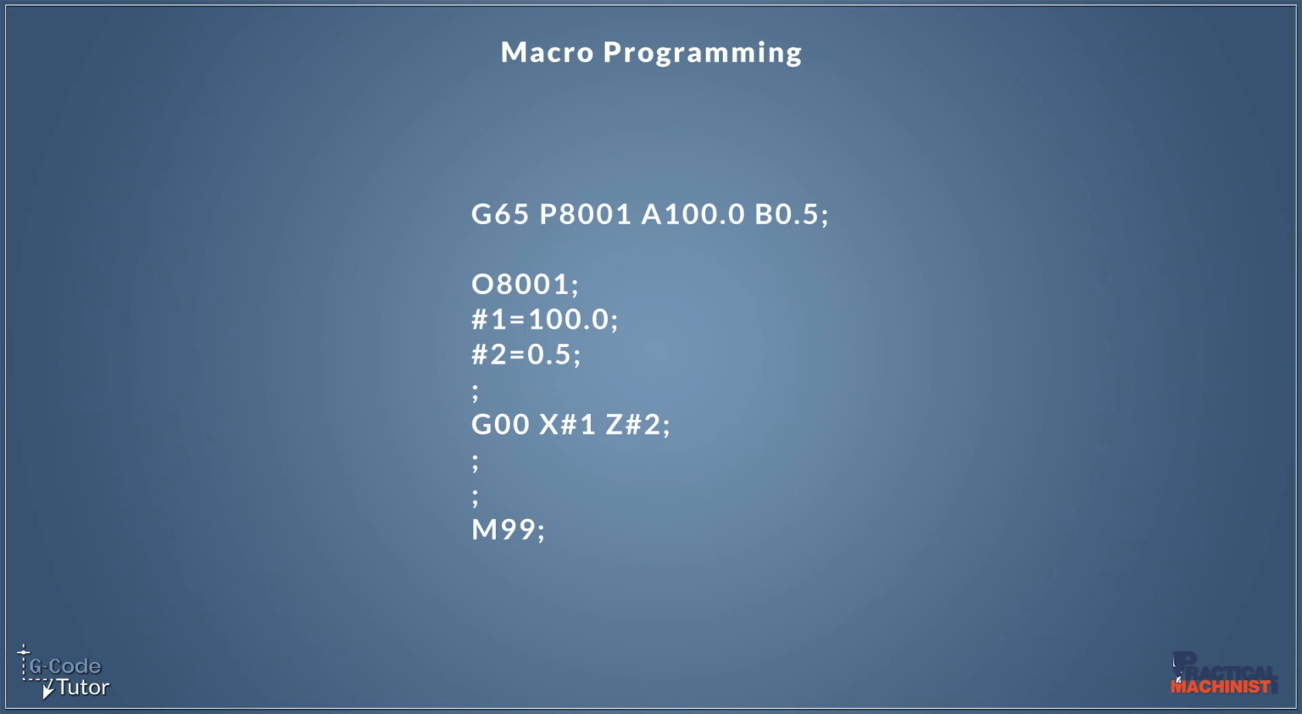So when we start passing down information into our subprograms, it's how we get into writing probing cycles and our own custom cycles to be able to use on our machines. So G-code is an extremely deep language, and by understanding macro programming, we can do almost anything with our machine that we require.